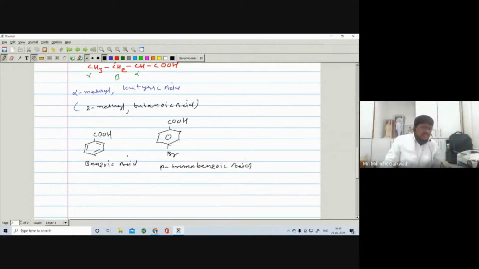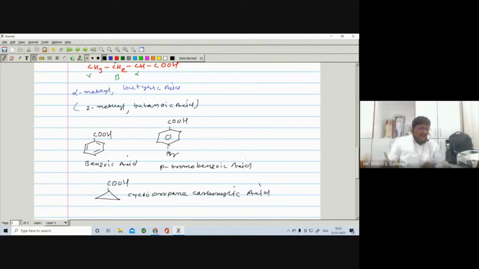Other examples, if you have alicyclic acids, for example, this is cyclopropane, and there is a COOH. So it is cyclopropane carboxylic acid. You have to find out how many carbons are there, the size of the ring, and then you have to put the word carboxylic acid.